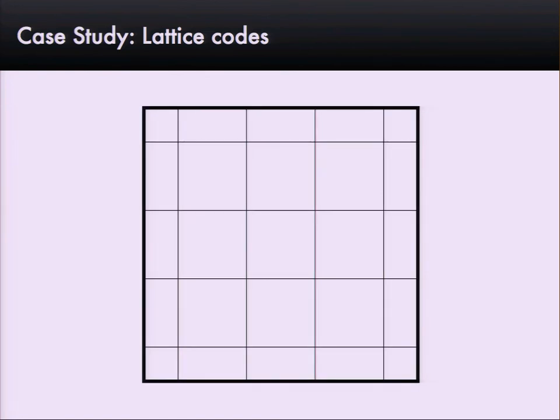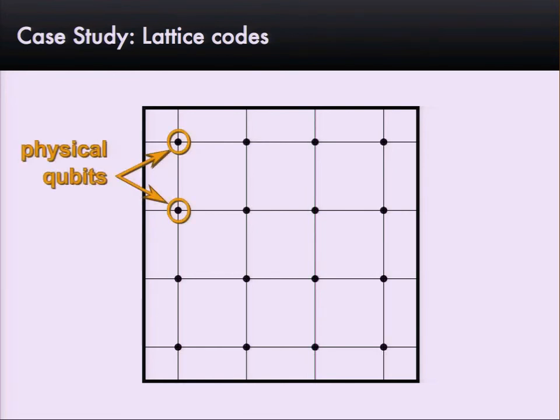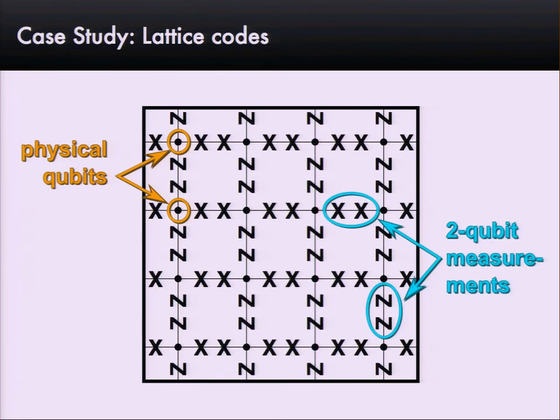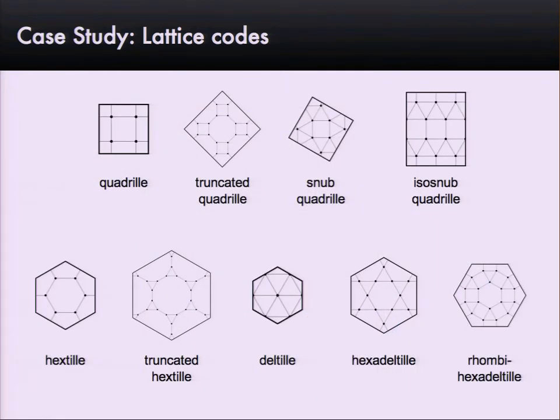The idea behind a lattice code is this: this is a lattice. It's basically just a regular graph, a regularly structured graph, I should say. What we're going to do is put physical qubits on the vertices of this graph, and to every edge there will be a measurement, a 2-body measurement that involves the 2 qubits to which it connects. So there are lots of lattices that one can construct.